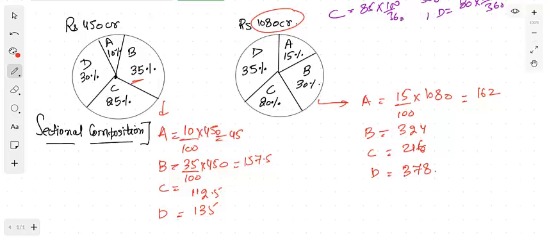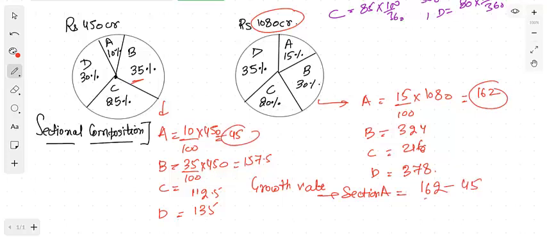Okay, so this is how you can convert the percentage into absolute terms. Now, if they ask you to find the growth rate for section A, then the growth rate for section A is equal to 162 minus the initial value, which is 45, divided by 45, into 100, and this is equal to 260%. And this is your growth rate.